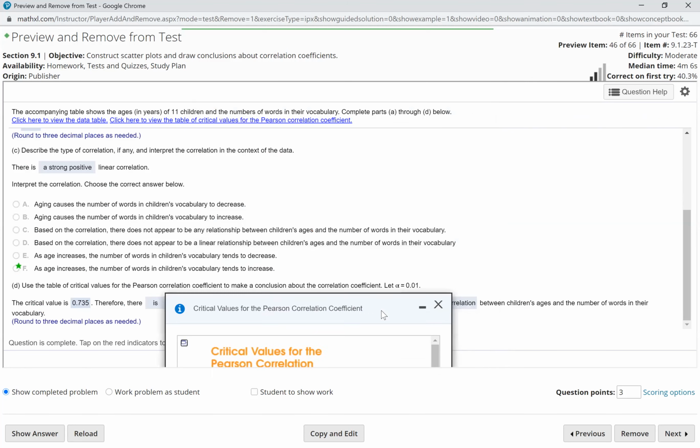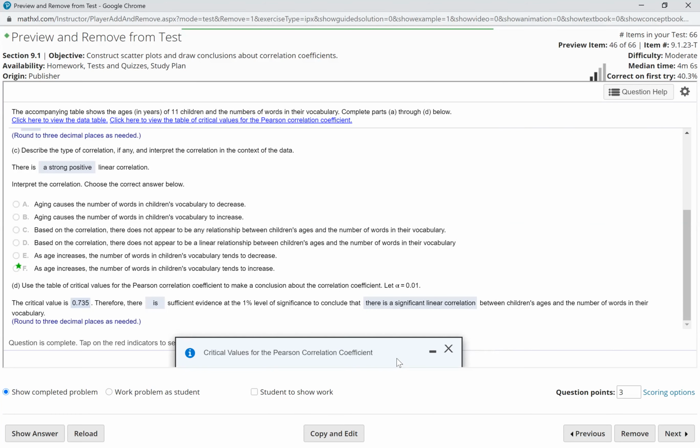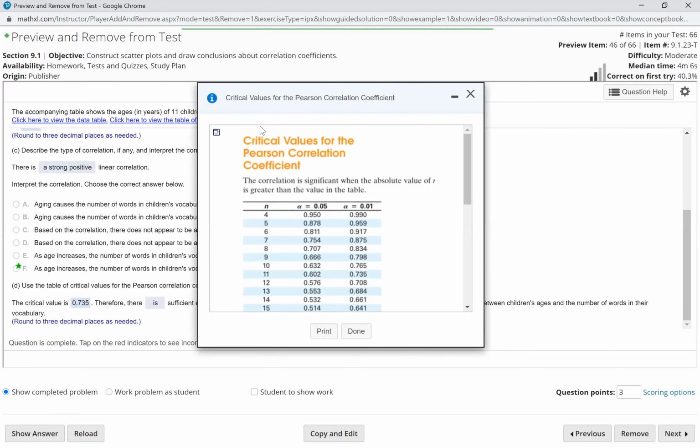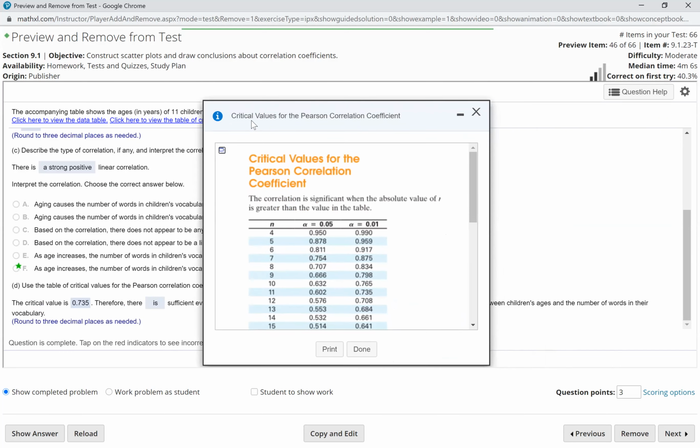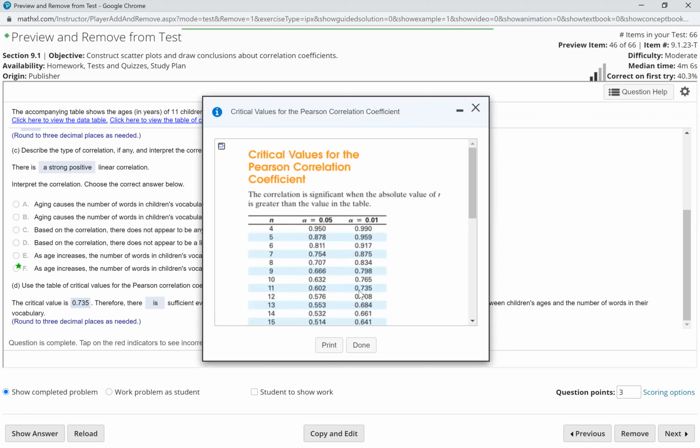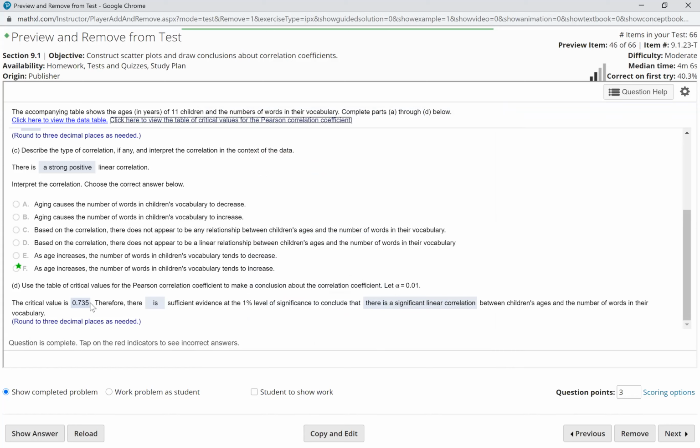Alpha is 0.01 here. What is alpha? Yeah, 0.01. Look, how do you use the table? Watch. N is 11 children, so we need N is 11, and alpha is 0.01, so we find this value here, the critical value, 0.735. And look, it says the correlation is significant if the absolute value of R that you already found, which is 0.97, is bigger than this value, and it is bigger than this value, then there is strong evidence for correlation. So the critical value is 0.735.